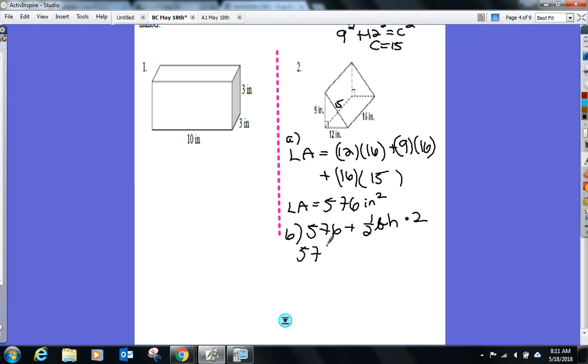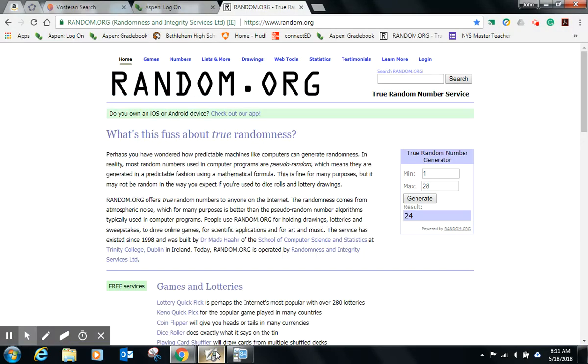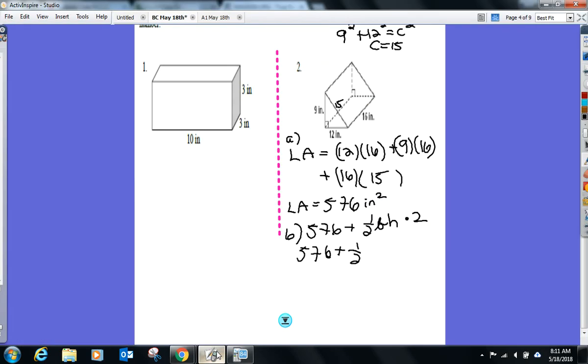So 576 plus 1/2. What are the base and the height of those right triangles? Here you go, 14. 9 and 12, the 2 legs. So 9 times 12 times 2, because there's 2 of them. Surface area.